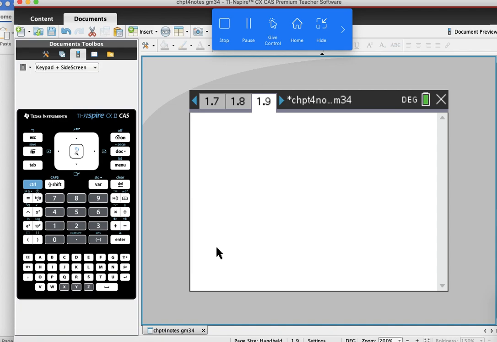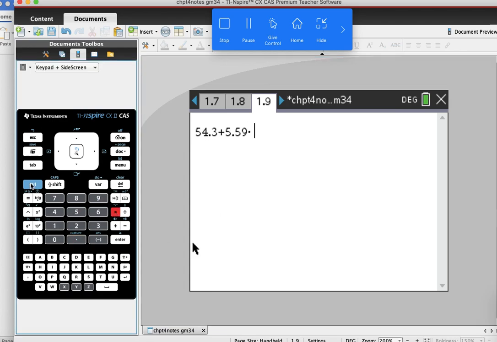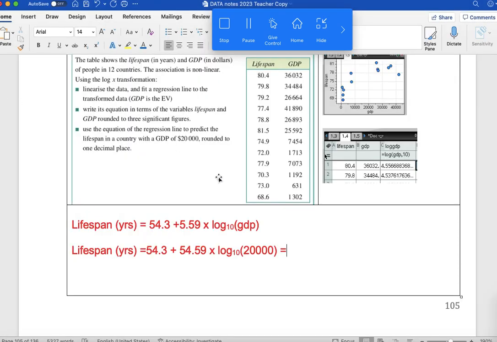Let's do that on our calc, just on a normal calc page. We get 54.3 plus 5.59 times, now we want to get the log function again, so log 10, and we want to put the 20,000 in there, and press enter, and I get 78.3. Does that look roughly right looking at your table of values? Yeah, so then you know you haven't hopefully stuffed it up. So 78.34.